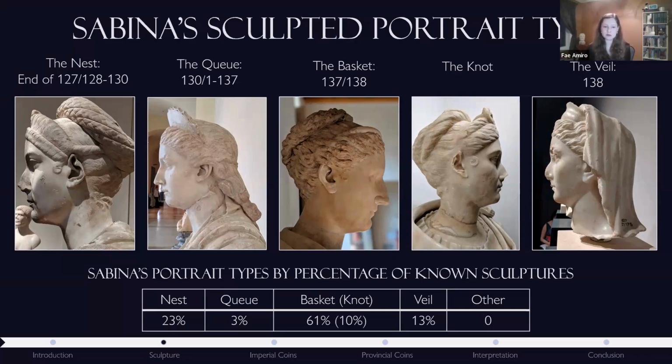And when we get to the interpretation section, I'll get into exactly why I think we can confidently identify these as Sabina despite them not appearing on the coinage, but they're very closely related. It's just that front element of the hair that's changed between them. So whether you consider this a subtype of the basket or its own type, your mileage may vary. Either way, the basket represents at least half of all of our known sculptures of Sabina, and the nest is very clearly in second place at 23%, with the others being fairly small numbers.